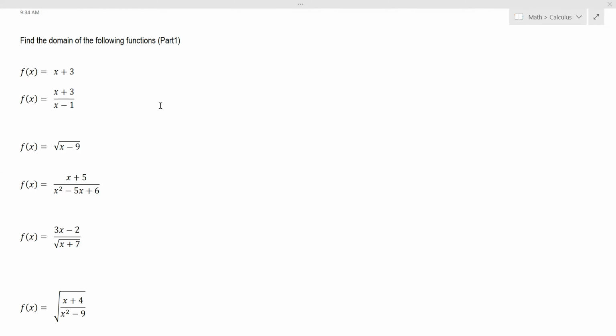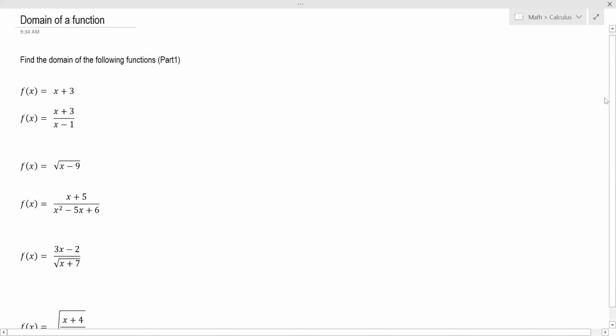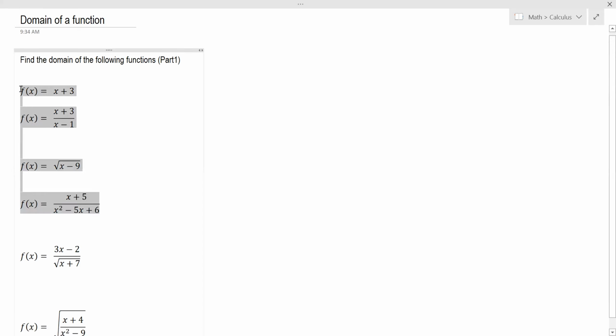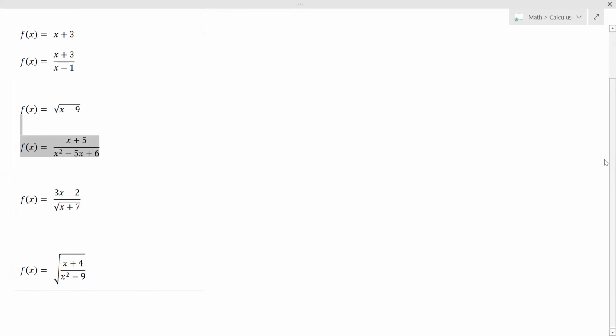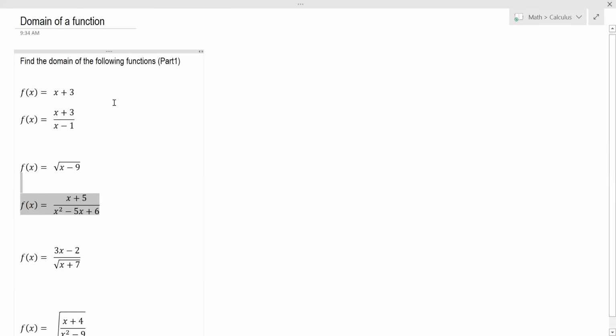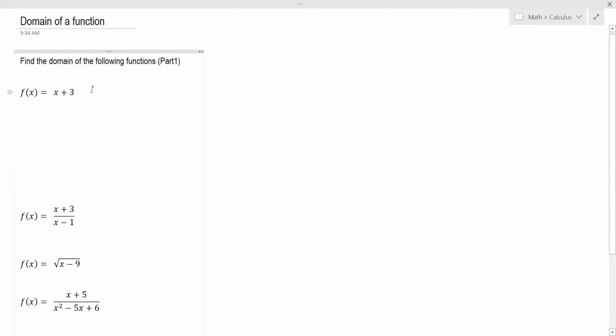All right, so in this video, we're going to talk about how to find the domains of various functions. For this video, I'm going to focus on the first 4 functions, and then I'll answer the rest in another video. So let's start with this one. We have f(x) = x + 3. What is the domain of this function?